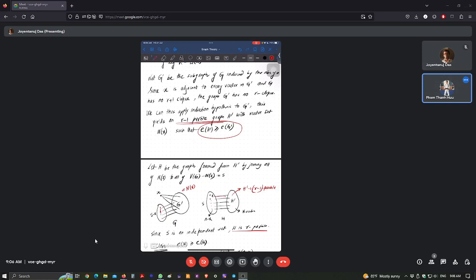So now by the induction hypothesis, I know that for this G prime, I have an H prime that is (R minus one)-partite, because G prime has no R-clique. G prime has no R-clique, so by the induction hypothesis there exists an (R minus one)-partite graph H prime. That means it can be divided into R minus one parts.